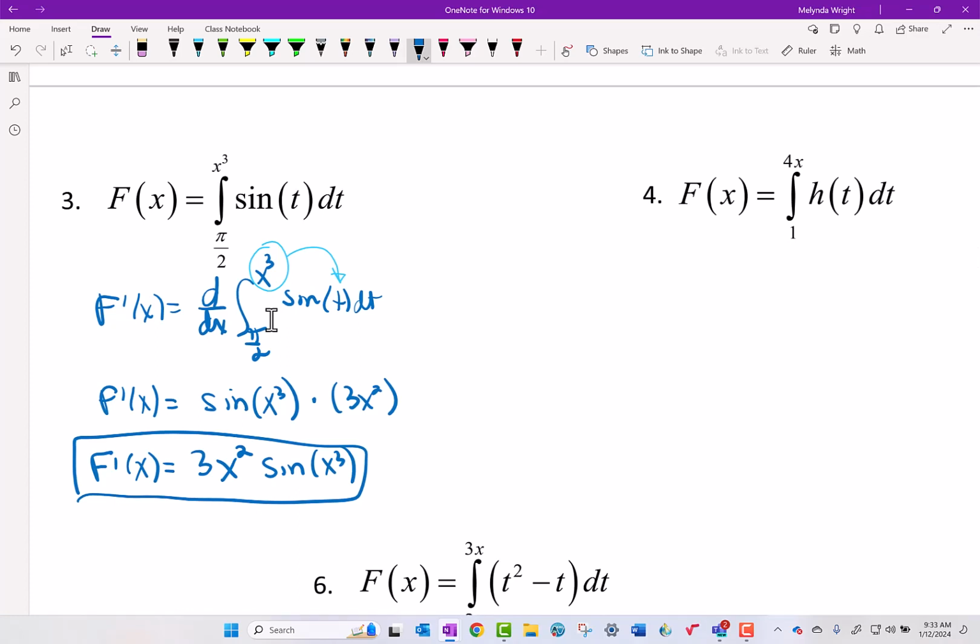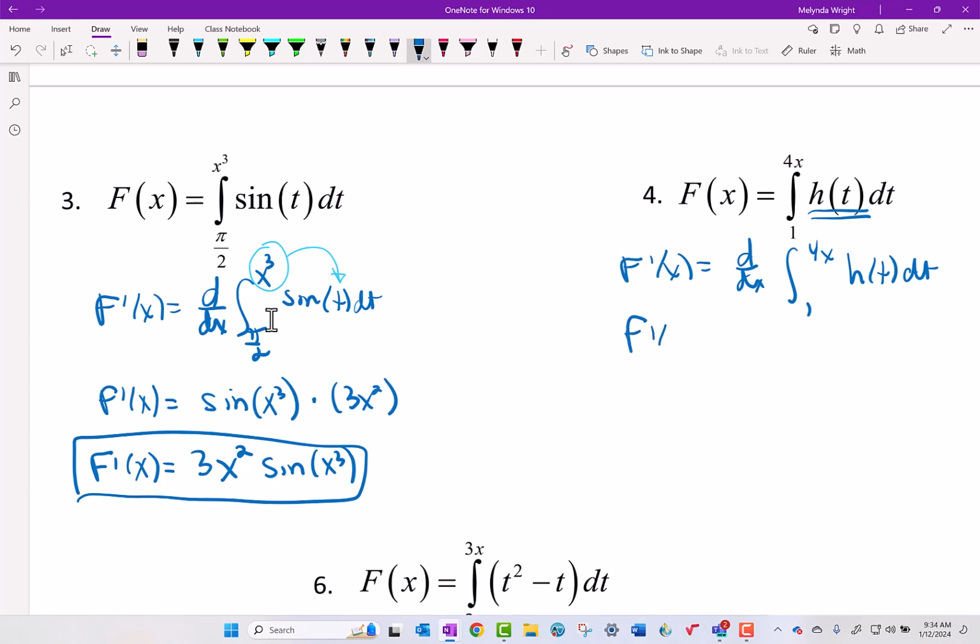Let's look at number 4. Okay, that's weird. I don't even have a regular looking function. It's just this weird h of t business. But we can deal with that, right? It's okay. It's fine. So F prime of x is going to be d/dx of the integral from 1 to 4x of h of t dt. Okay, I'm just rewriting it, taking the derivative of both sides.